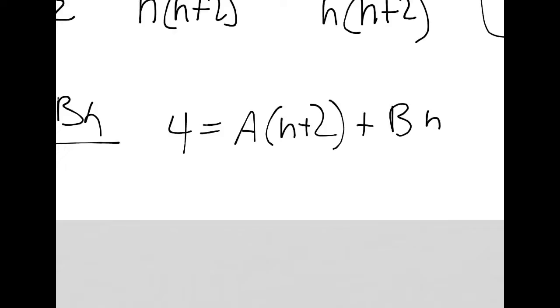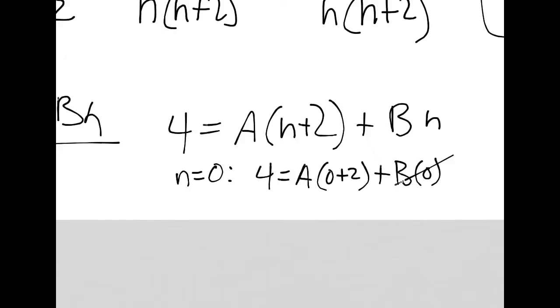And so we can choose a couple special values of n to simplify this. So if we choose n equals 0, our b term will cancel out, and I'll get 4 equals a times 0 plus 2 plus b times 0. So b is gone. 0 doesn't do anything, so I just have 4 equals 2a, which means that a equals 2.